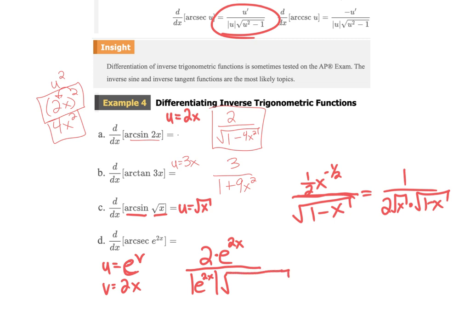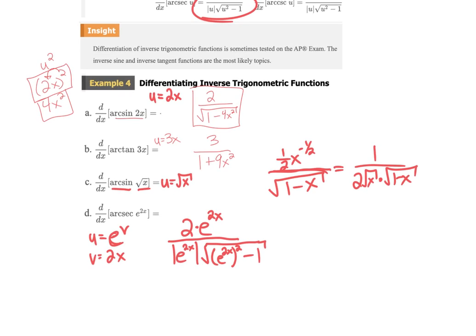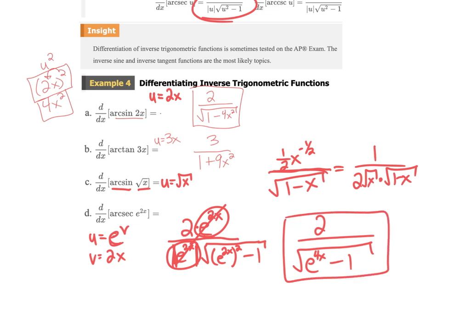Then I've got u squared, so e to the 2x raised to the second power minus 1. So this should give me, well, this e to the 2x and that e to the 2x are going to cancel, again, because this is always positive. So 2 over the square root of e to the 4x, remember 2x squared, we multiply those exponents, minus 1. And that's the derivative of the arcsecant of e to the 2x.